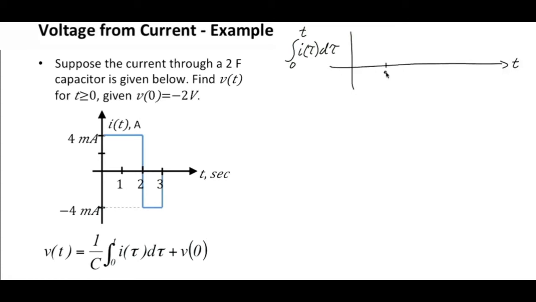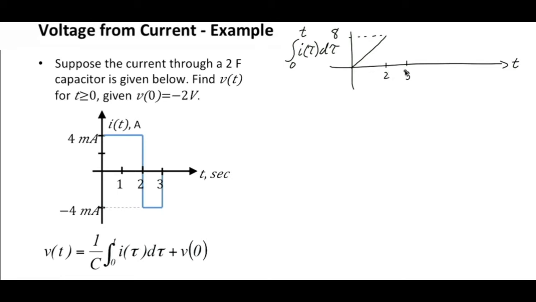The important points in time are 2 and 3. We observe that the current is constant over the interval between 0 and 2. That means the integral is going to be a straight line with constant slope, and it will have a maximum value equal to the area of this box, which is 8.